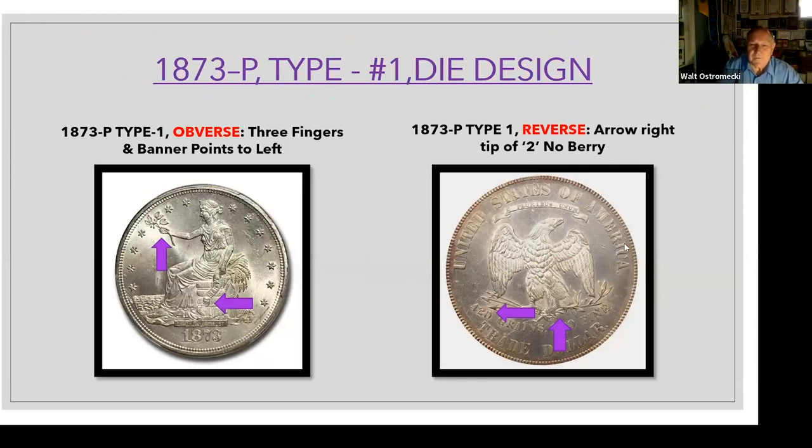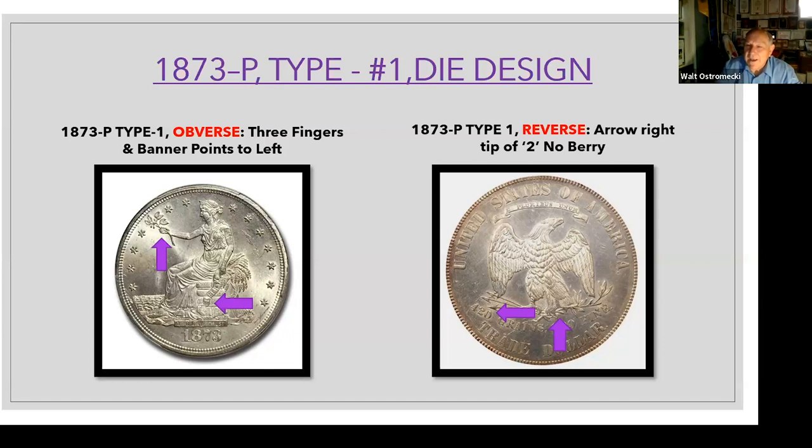So here we go. He comes with the first strike. 1873 was the first year of the trade dollar. This is design type number one. Of course, on the left, as the arrow points, and you can probably see I tried to magnify it as best I could, three fingers pointing outwards. The fourth one will come in just a little bit later. You also notice the Liberty band down by her left hand as it goes down. The point at the end points to the left at the very bottom. Minor design error.